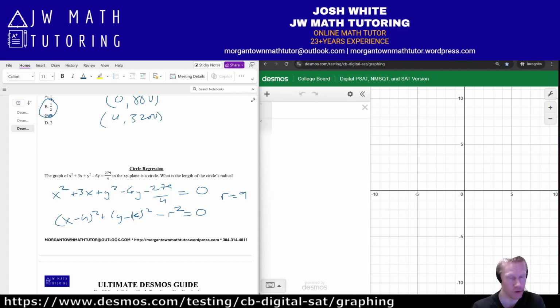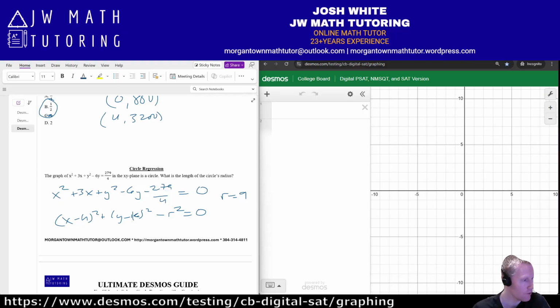When you're actually trying to type it into Desmos and work out the problem, even though obviously, like I said, this specific problem could be done without using circle regression, just by typing in the equation, using the distance formula between the maximum and minimum points, dividing that by 2, and that's your radius. Okay, so I just want to make sure that everyone is aware of that and is clear on that.